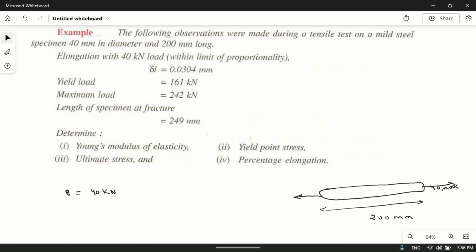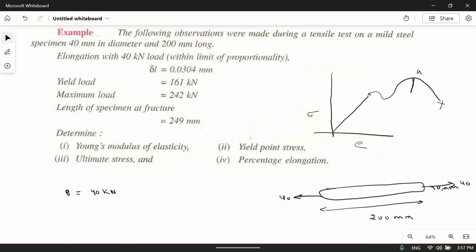Elongation is when load is applied here, so it will elongate within limit of proportionality, because up to only a certain limit it will follow the Hooke's law. After it crosses the yield strength, it will start plastic deformation and it will not follow the Hooke's law. That's why it should be within limit of proportionality, because if you draw a stress strain diagram, then up to a certain limit Hooke's law will be followed, then it will bend like this, and it will fracture here, and this will be ultimate strength and this will be yield strength.